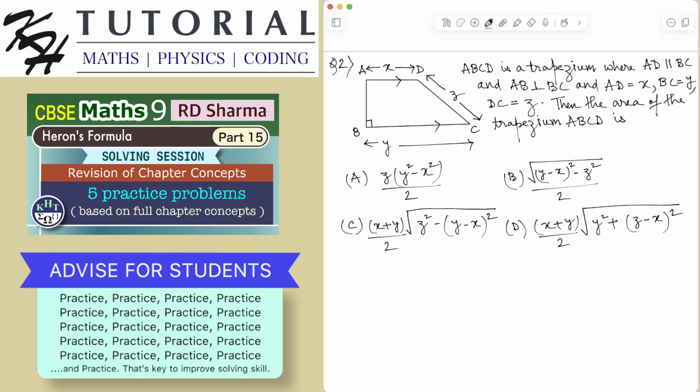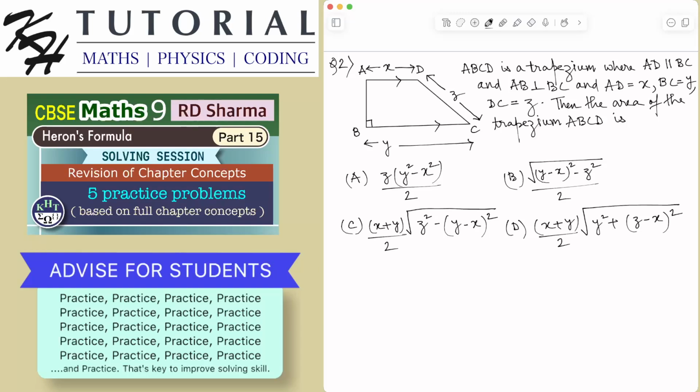So we know the length of the parallel sides. We also know that one of the sides, AB, is perpendicular to the parallel sides, and we know the length of the fourth side DC as Z. Using this information, how can we find the area of the trapezium? If we can somehow find the length of the altitude of this trapezium, that is the perpendicular distance between the parallel sides AD and BC, which is actually AB, we can find the area, because we know the length of the parallel sides.